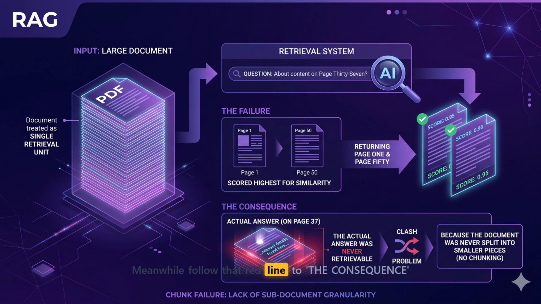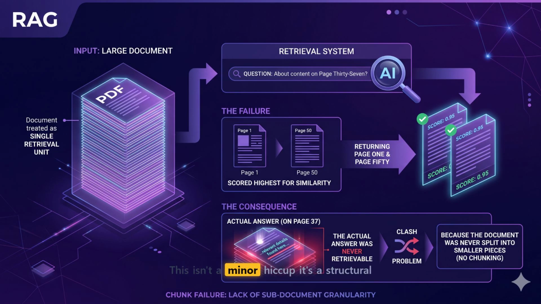Meanwhile, follow that red line to the consequence box at the bottom. Your actual answer on that highlighted page 37 was right there, sitting in a specific paragraph. But because we never split the large document, that answer was essentially hidden in plain sight. This is a classic chunk failure. The system failed to find a detail not because the retrieval algorithm was weak, but because we never gave it small enough units to grab.